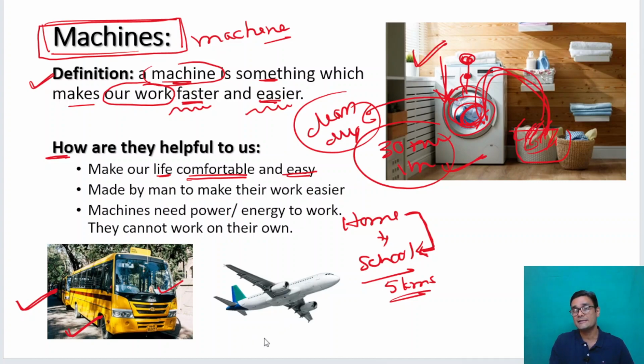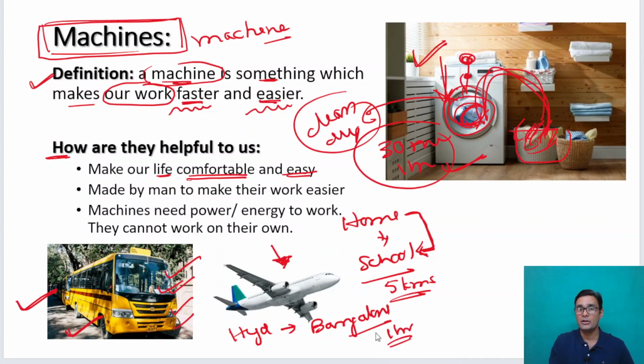Suppose you have to go to another city. Suppose we are staying in Hyderabad and we want to go to Bangalore. How do we go? We can go by a bus, we can go by a car, we can go by a train, we can go by an aeroplane also. Aeroplane we can go very fast. Maybe in 1 hour we can reach Bangalore if you go by a flight or an aeroplane.